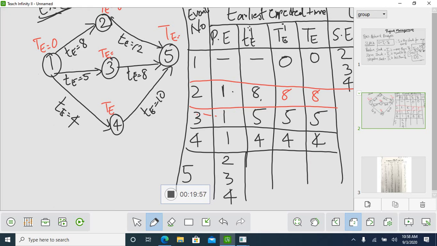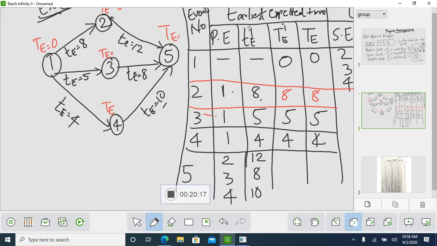So for 2, what is your TEIJ? That is 12. For 3, what is your TEIJ? That is 8. So for 4, what is your TEIJ? You can take this 10. So 12, 8, 10 is your TEIJ.